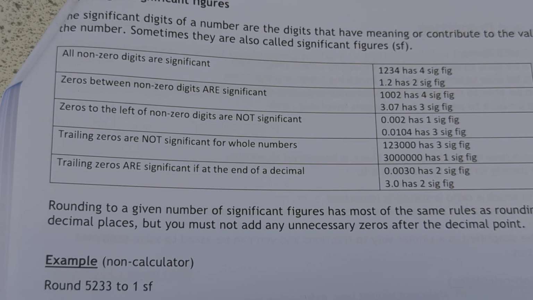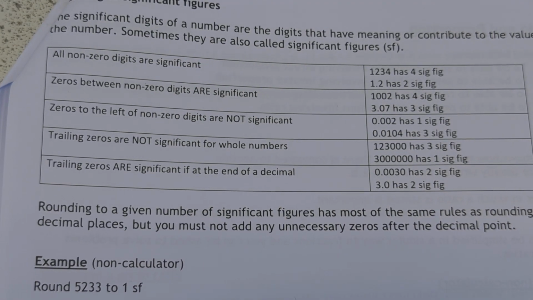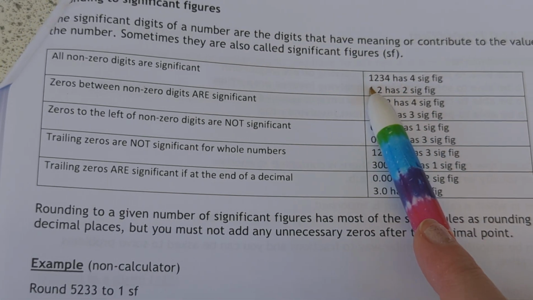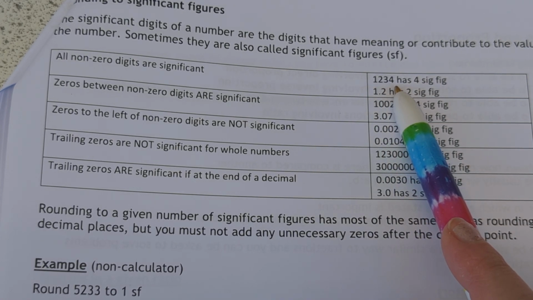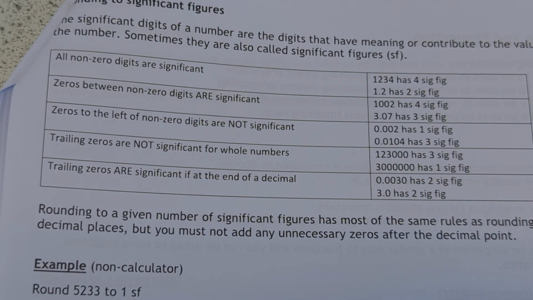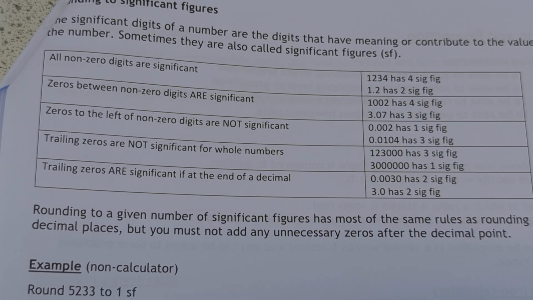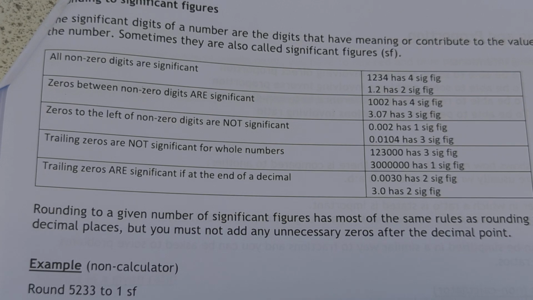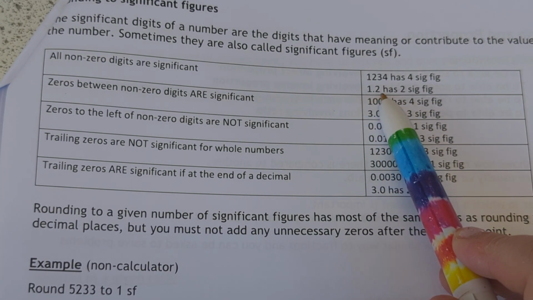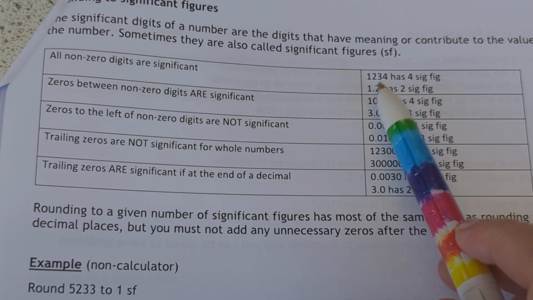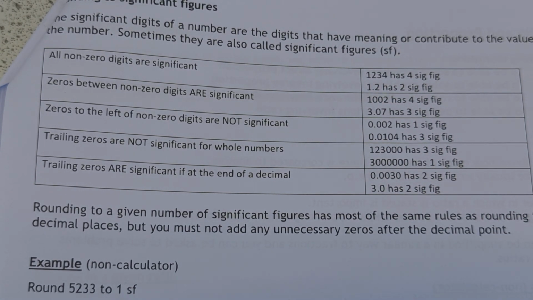So first off, all non-zero digits are significant. So 1, 2, 3, 4, 5, 6, 7, 8, 9 are all said to be significant. So for example, if we had the number 1234, we would say this number has 4 significant figures in it, because each of these is a non-zero number, so they are significant. We would also say both of these are significant, 1.2, because these are both non-zero numbers, so we would say 1.2 has 2 significant figures.